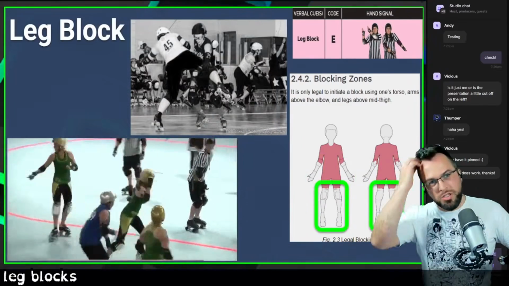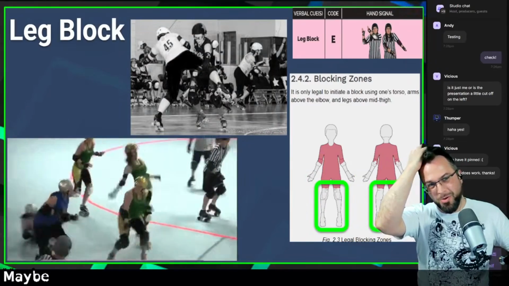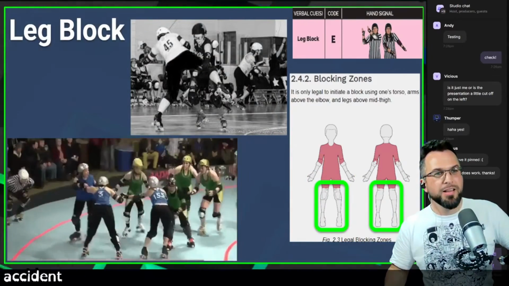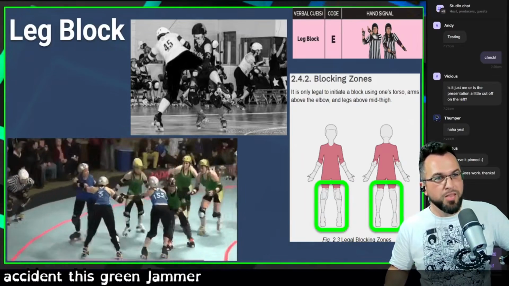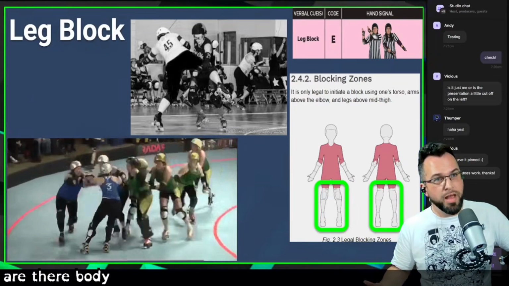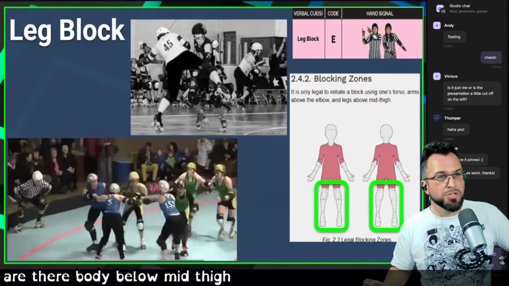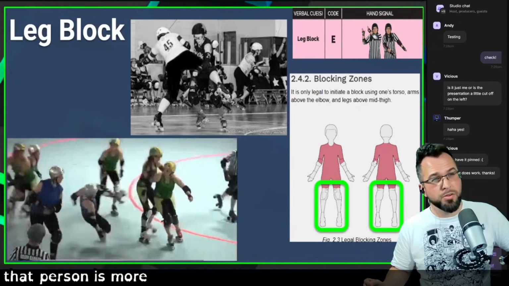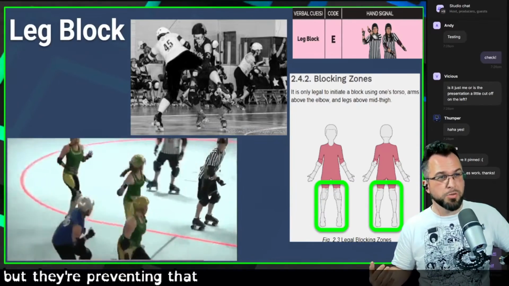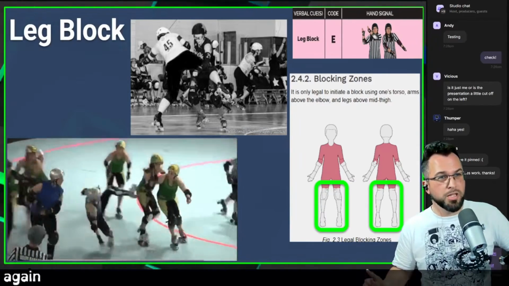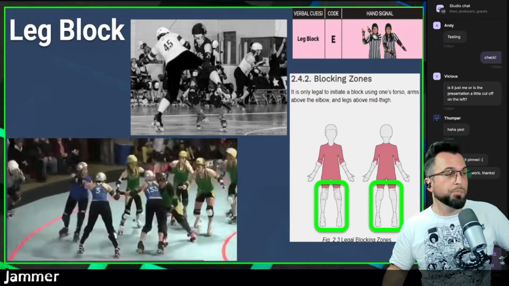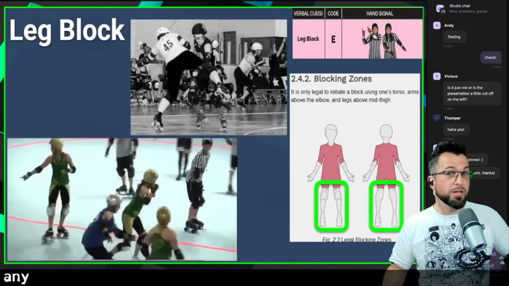Leg blocks. In the bottom photo, maybe one of the more wacky examples of this, the kind of roundhouse kick by accident, this green jammer made contact using a portion of their body below mid-thigh. In the top photo, that person is more impeding. They're not causing a loss of position, but they're preventing that jammer from continuing to move forward. Again, they're using below mid-thigh to hold a block against that jammer. So that's leg blocks. Any questions about leg blocks?